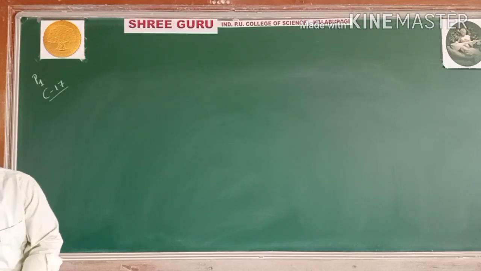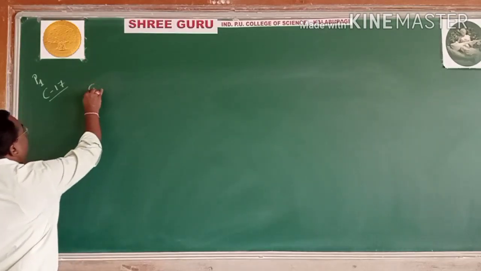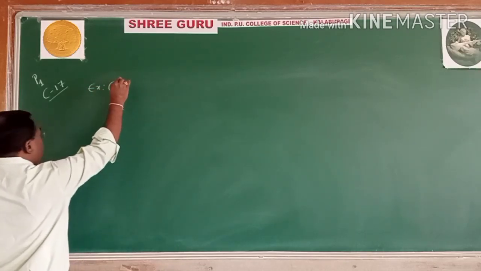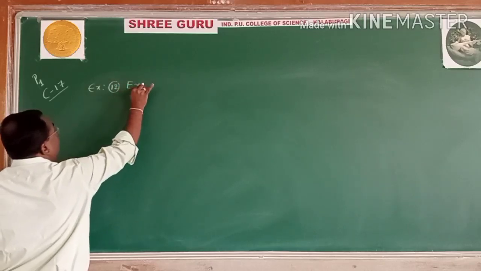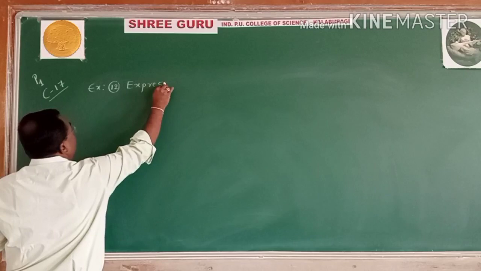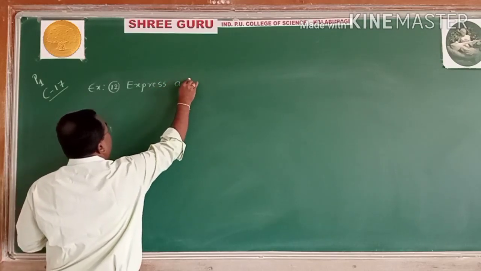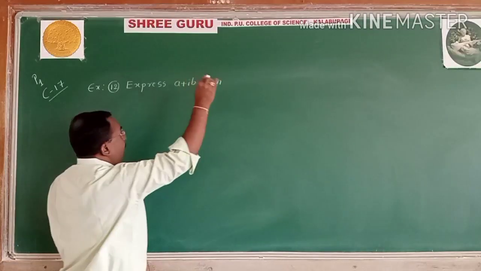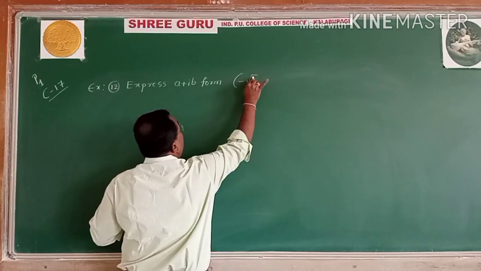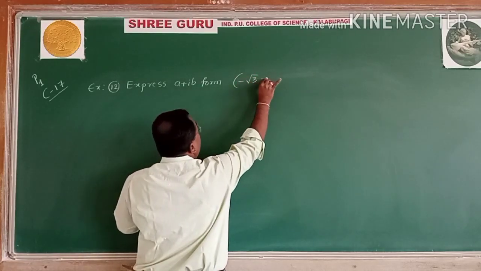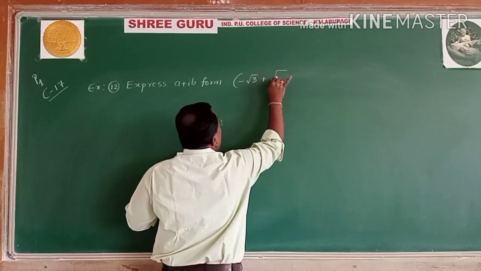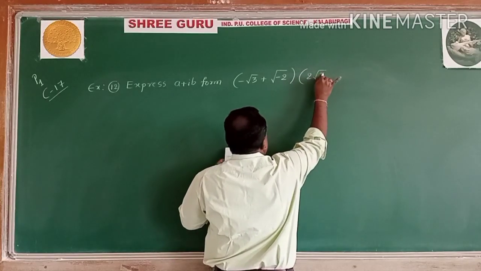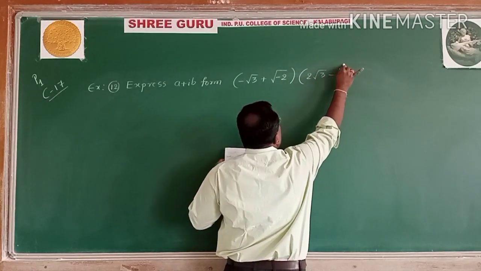Next, example number 12. Express in a plus ib form: minus root 3 plus root of minus 2, into 2 root 3 minus i.